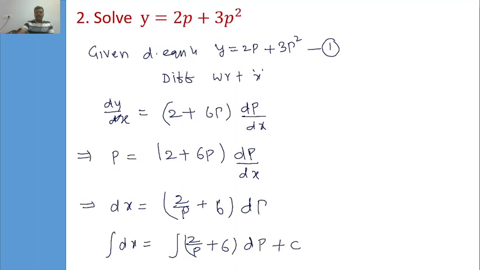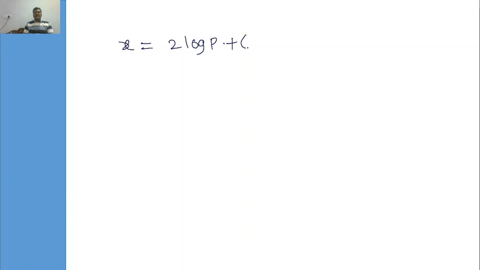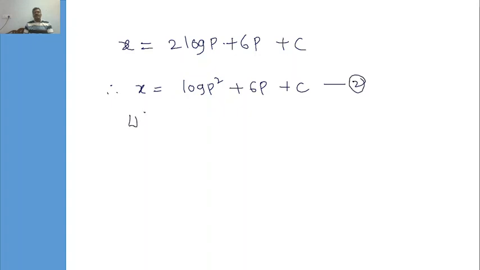Integral of dx is nothing but x, equal to 2 log p plus 6 integration, 6p plus c. Therefore x equal to log p square plus 6p plus c. This is equation 2, which is the required solution.